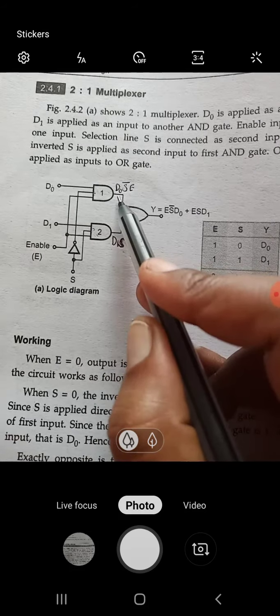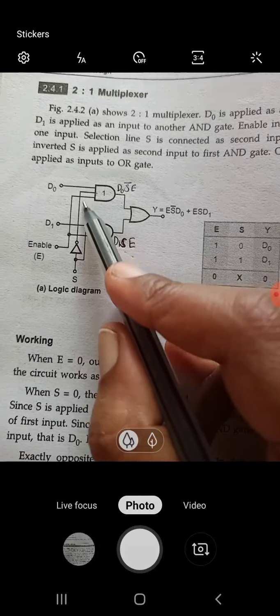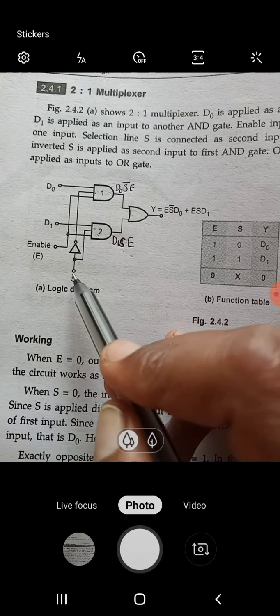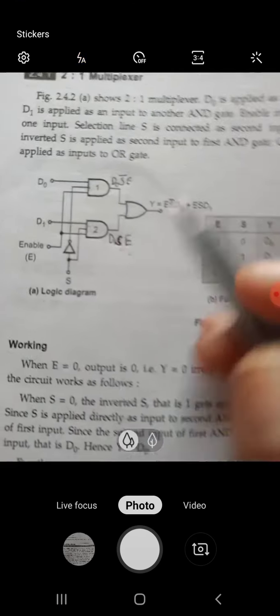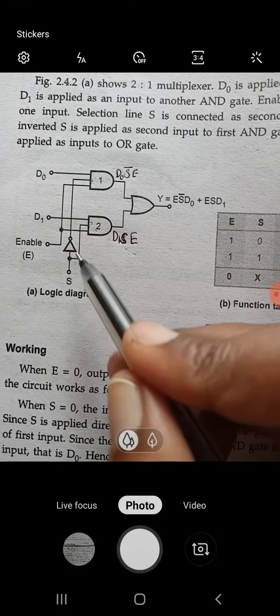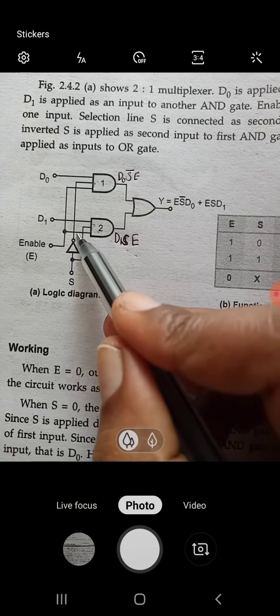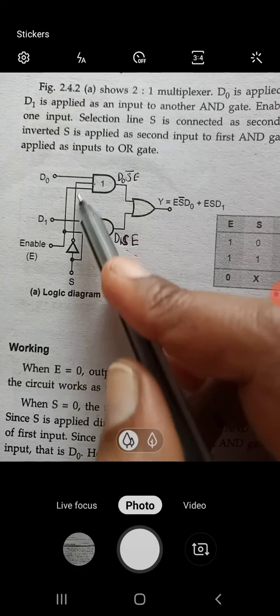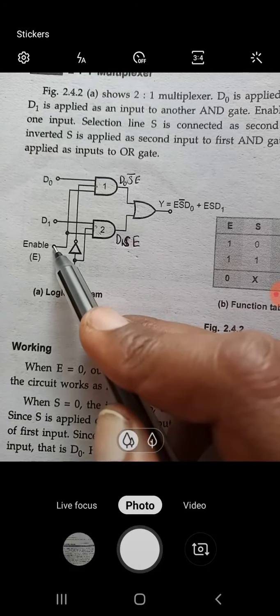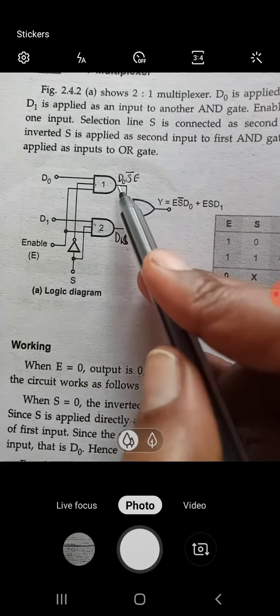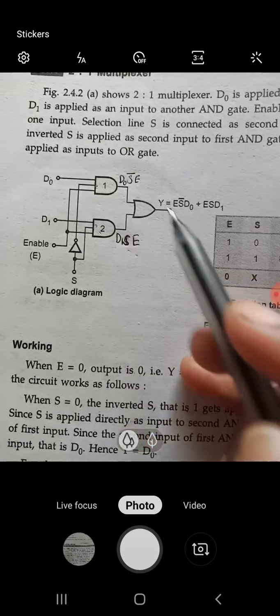This is your D0, I have written it over here. So what is this? This is S, this is not, this is S. Okay, S is given with a bar, so the output of this is S bar. So D0 S bar, and this is your enable input E. So the output of this is D0 S bar E.